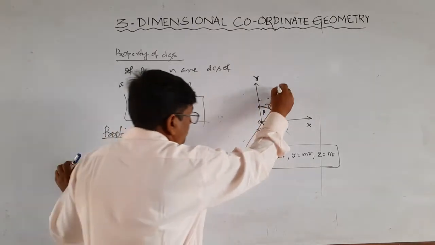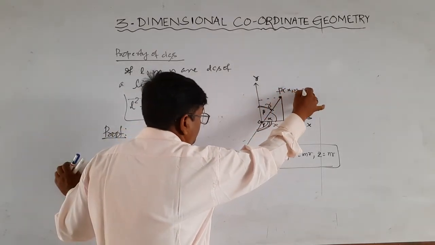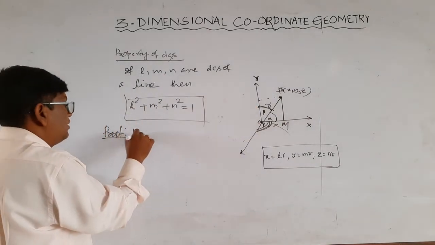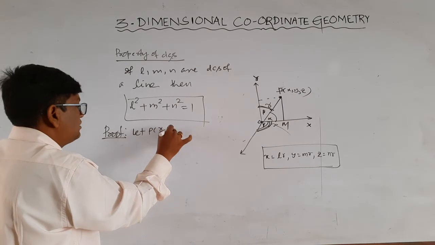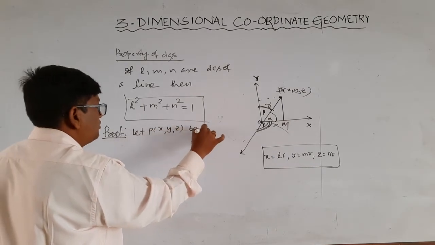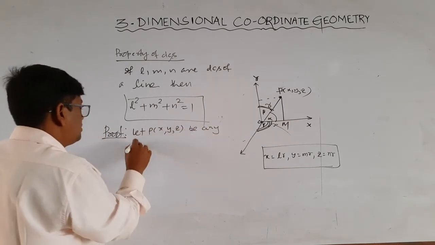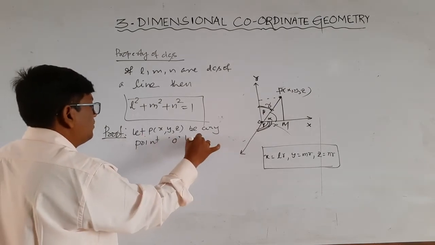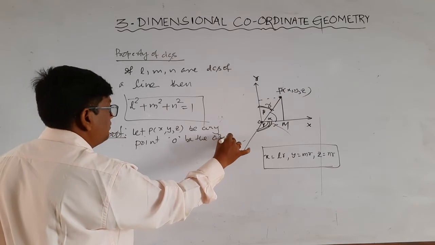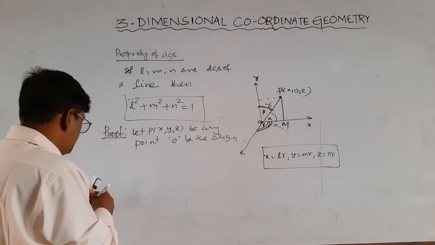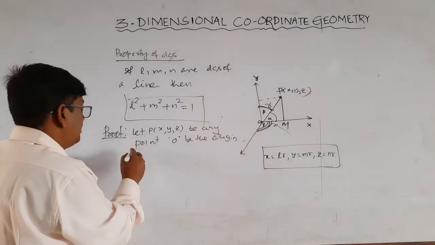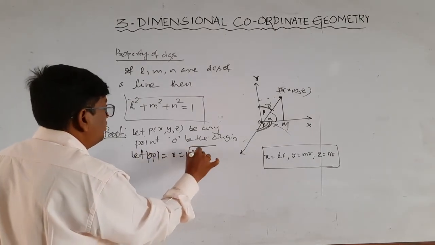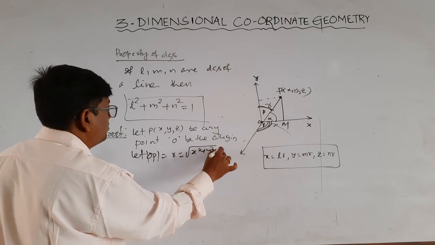Same figure. Let P of x, y, z be any point, and O be the origin. Let the distance OP be equal to r, which is equal to root over x square plus y square plus z square.